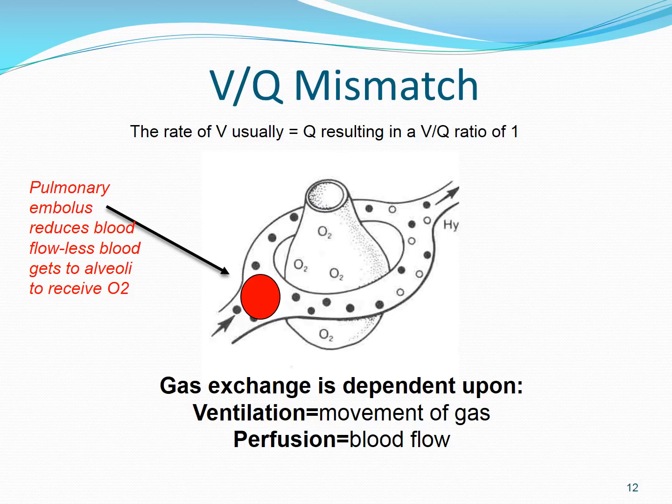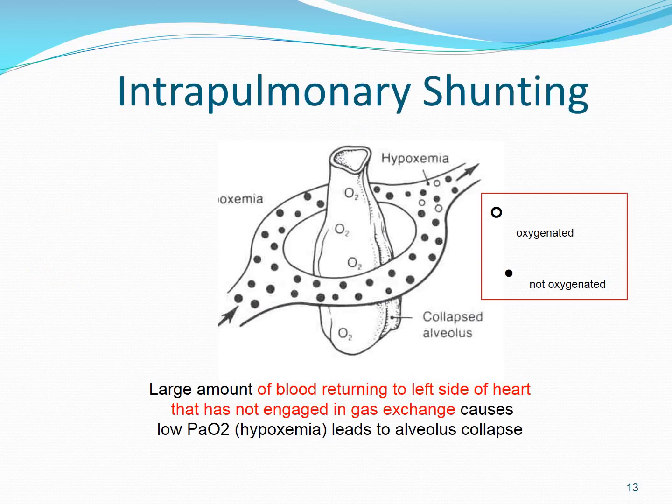Now next we'll talk about the other type of VQ mismatch where the V is the problem and we have a ventilation issue. So here's our picture of intrapulmonary shunting. You notice that our vessel looks fine. We have good flow, the vessel looks healthy, but something is wrong with that alveolus. So remember, it takes two to oxygenate. You have to have good blood flow and you have to have a good healthy alveolus. So in this case, we have a diseased alveolus.